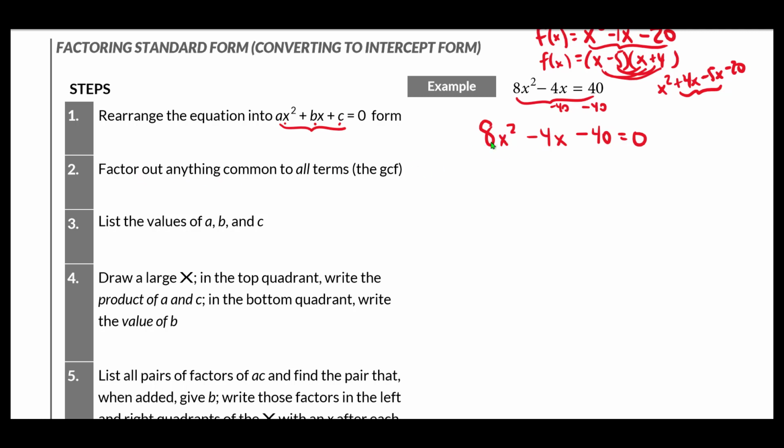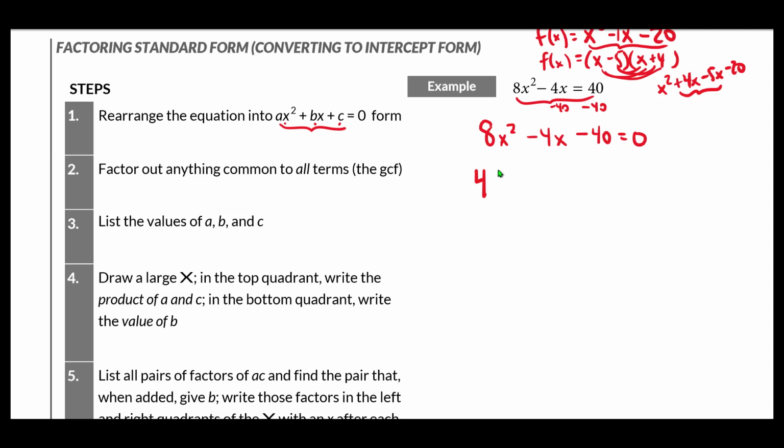Next step, if there are any factors common to all of the terms. I've got 3 terms here, this is known as a trinomial, and I do have something common to all these terms. I have a 4, and I believe that's it. I don't have x's common to all 3. I don't have anything bigger than 4 common to all 3.